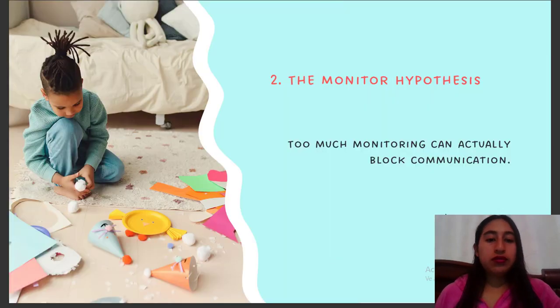Next, the monitor hypothesis. This idea is about how the rules we learn can act like a monitor or a checker. So when we speak or write, we might use what we have learned to correct ourselves, but only if we have time, we know the rules, and we are focused on being correct. Too much monitoring can actually block communication.